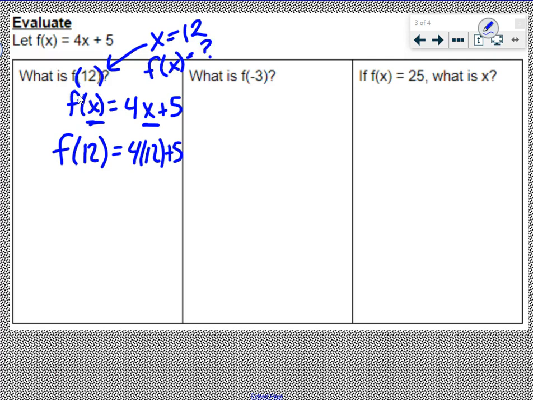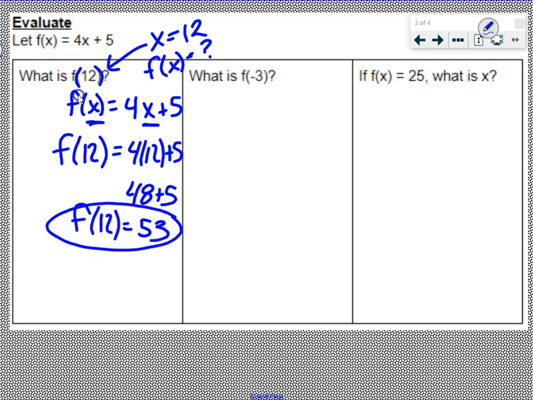So f of 12 equals 4 times 12 plus 5. Well, 4 times 12 is 48. And then plus 5 would give us 53. So f of 12 equals 53.